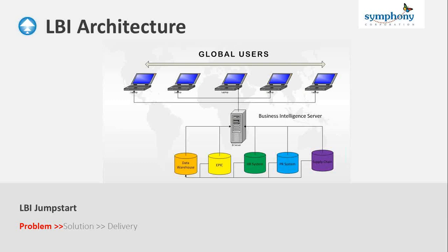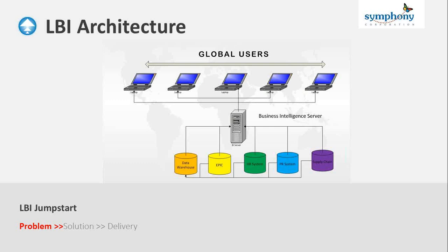Now, this shows the LBI architecture, where on the top, all the laptops represent the global users in different facilities and different organizations all over the country. We can have the centralized business intelligence server, which will be extracting data from all the different types of systems that you have, and we can bring that into the LBI server, where we can create or develop our reports and distribute them from one place to everybody else. So as far as LBI Business Intelligence is concerned, the data source can be anything.